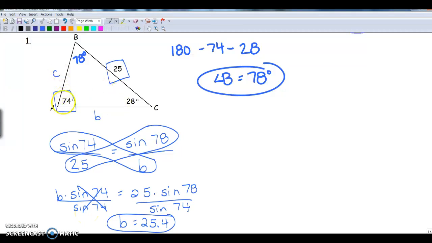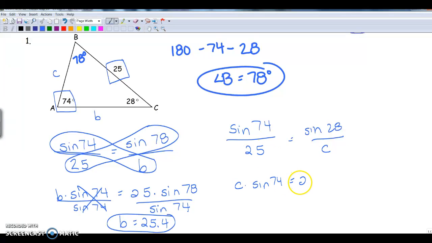To find side C, I'm going to use A and 25 again, just because 25 wasn't rounded. This makes it a little bit more exact. So we got sine of 74 over 25. And then we got angle C and side C. So sine of 28 over side C. And then again, we're going to do the same thing we did here. We're going to cross multiply. C times the sine of 74 equals 25 times the sine of 28.